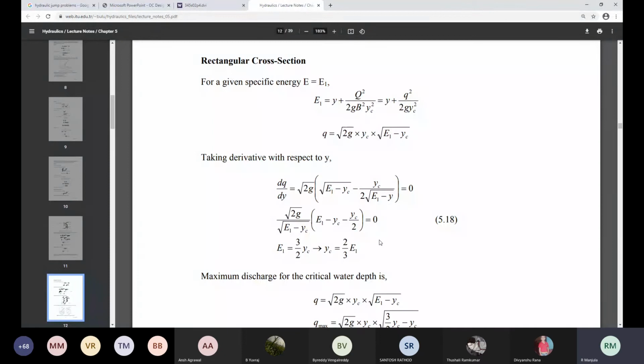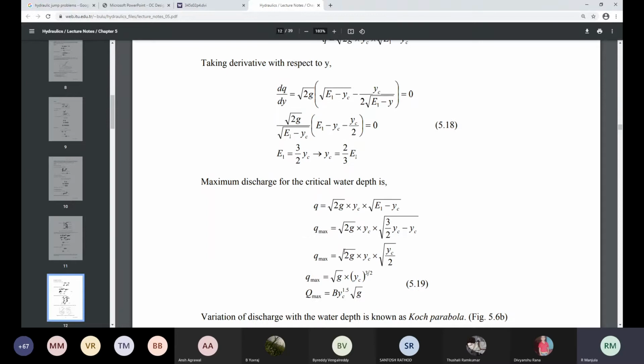So here, similarly for a rectangular cross section, if you take a given specific energy E equal to E1, and E1 is nothing but y plus q square by 2g b square y square, you substitute and get the value of q in terms of E1 and y, and differentiate with respect to y. You will get E1 equal to 3 by 2 yc. Already we have seen this, 1.5 times yc, the critical depth. This derivation we have already seen. Or yc is equal to 2 by 3 times E.